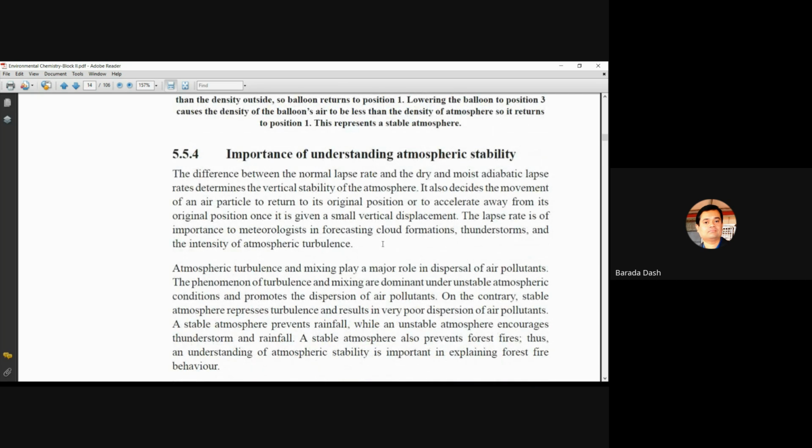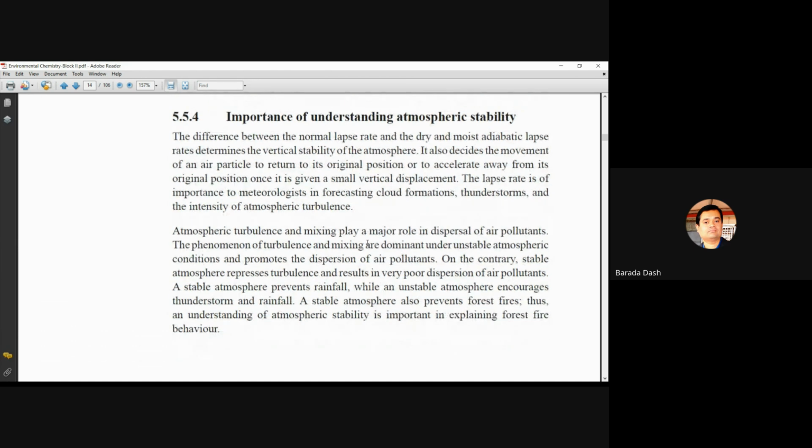Importance of understanding atmospheric stability. The difference between the normal lapse rate and the dry and moist adiabatic lapse rate determines the vertical stability of the atmosphere. It also decides the movement of air particles, whether they return to their original position or accelerate away from it once given a small vertical displacement. The lapse rate is of importance to meteorologists in forecasting cloud formation, thunderstorms, and the intensity of atmospheric stability.